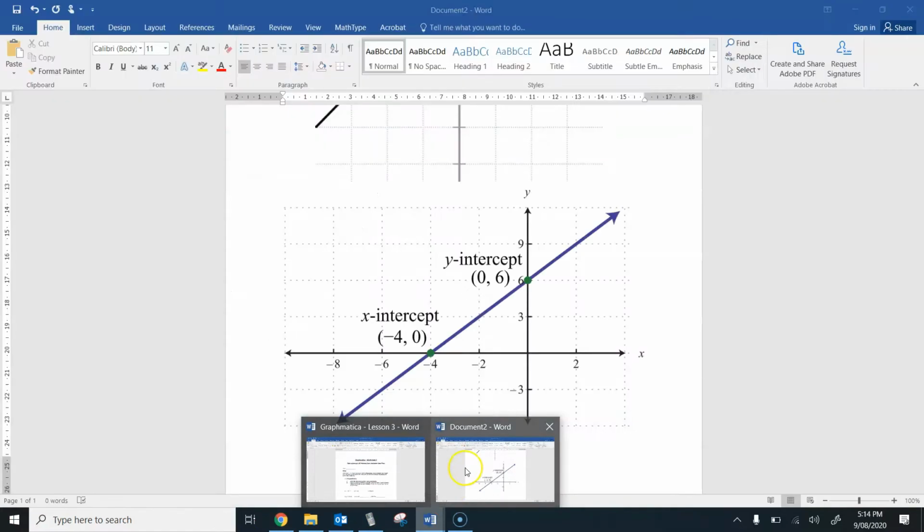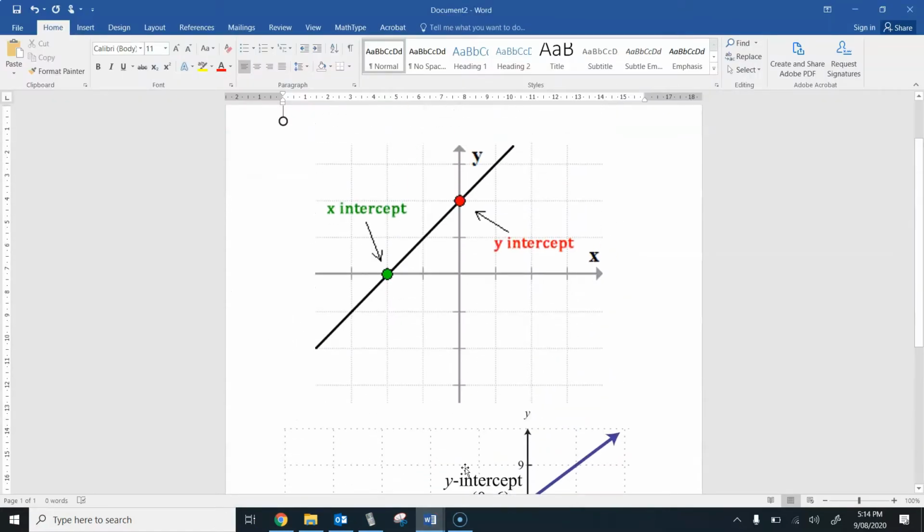Well, if we have a look at a straight line, the x-intercept is where the straight line cuts the x-axis. And you can see that's where that green dot is. The y-intercept is where the straight line cuts that vertical y-axis, and that's called the y-intercept. We tend to write them as those points, so that green point and that red point, as a coordinate.